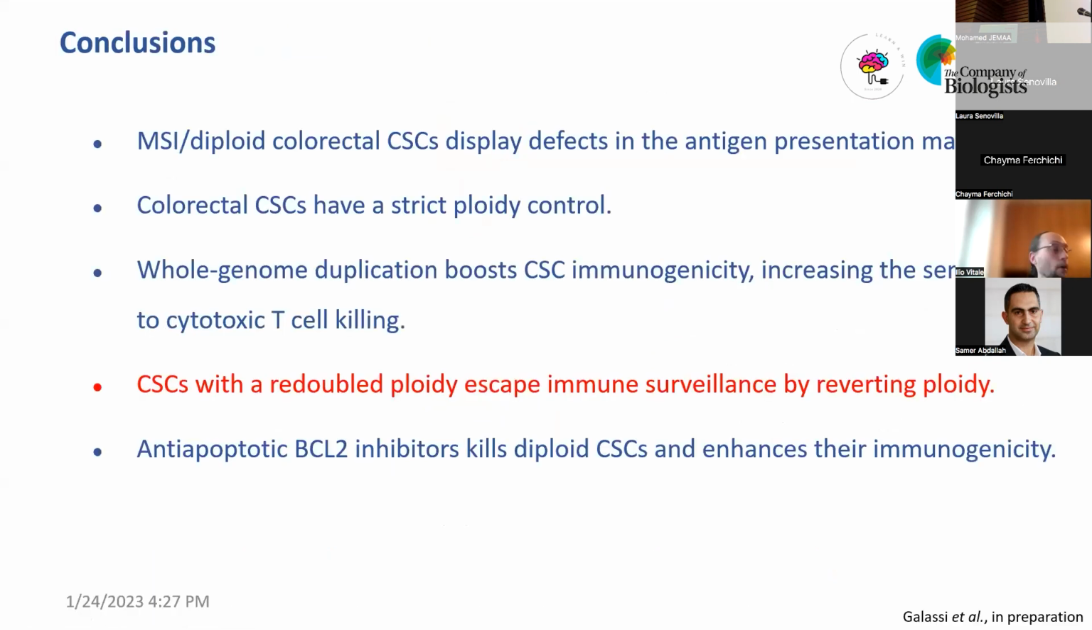So to conclude, we observe that diploid cancer stem cells are microsatellite unstable, and these cells have defects in antigen presentation and processing machinery. Colorectal cancer stem cells have a strict ploidy control, and the duplication of the entire genome is a strategy to boost the immunogenicity and to increase the sensitivity to cytotoxic cells. And lastly, anti-apoptotic BCL2 inhibitors increase the immunogenicity of diploid cells, and this can be used for anti-cancer therapy.